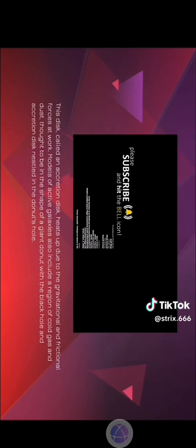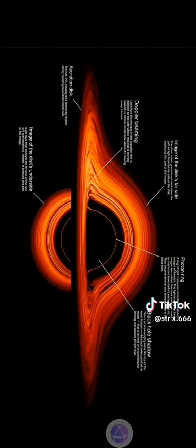Okay, so that is the further explanation of the accretion disk. So here's the picture of the accretion disk, as you can see there.